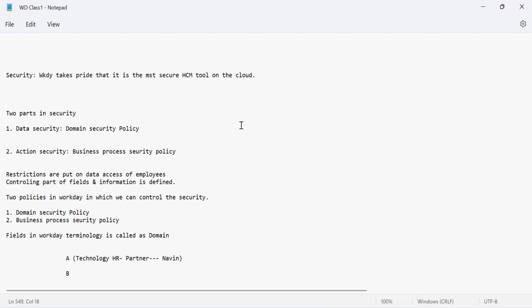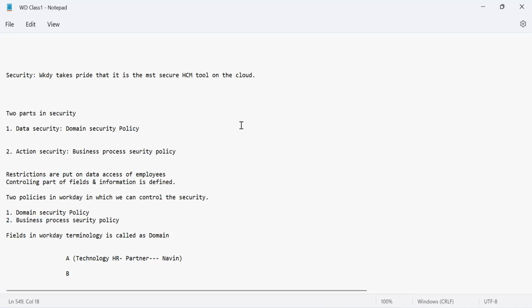Okay, so guys, that was all about the data security. Then comes the next part, which is action. Action means you're performing some activities. What activities will you do in Workday? Mark my attendance, submit my timesheet. That is an activity. So how do we do that? There is a business process which will help you to do it.